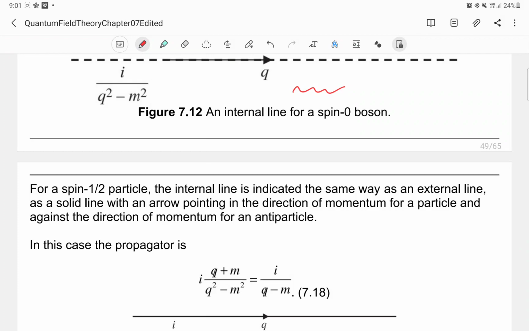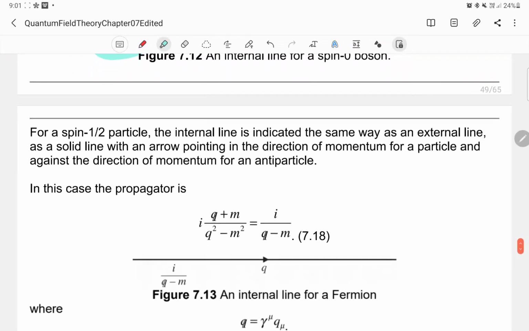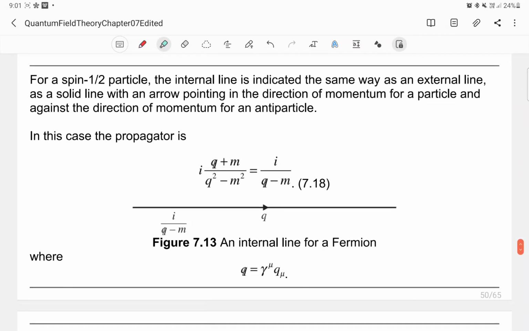For a spin 1/2 particle, the internal line is indicated the same way as an external line. So it's a solid line with an arrow pointing in the direction of momentum for a particle and against the direction of momentum for an antiparticle. Usually an internal line for a spin zero boson can just be written with a dashed line, and this is the propagator there. For spin 1/2, the propagator would be this one.